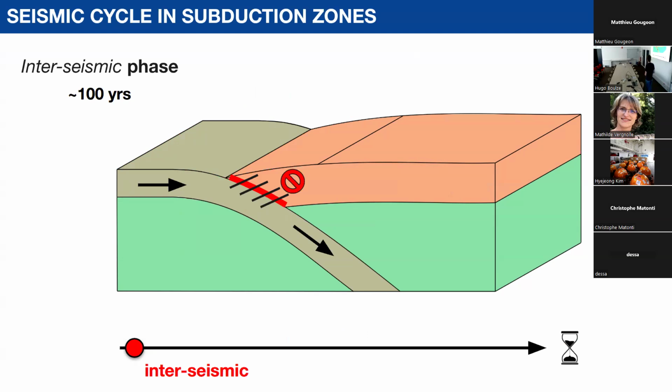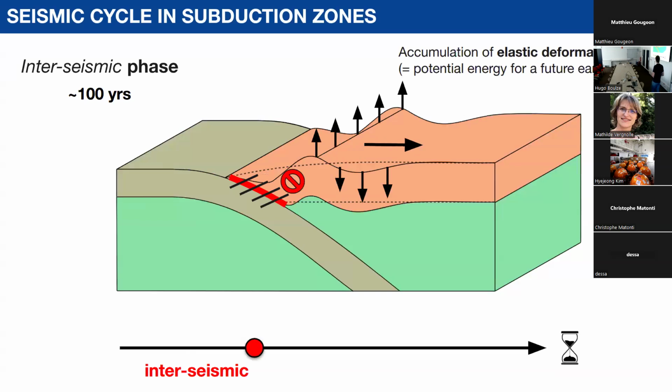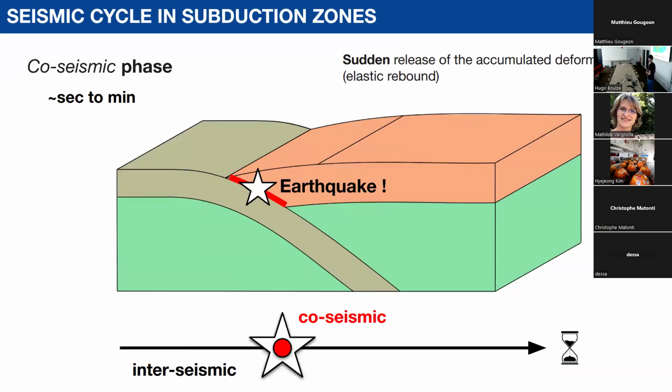The first one is the inter-seismic phase, where the subduction interface is locked for a very long period of time, for example 100 years, could be 1,000 years. During this period, you accumulate elastic deformation, a potential energy for future earthquakes. Then suddenly the earthquake, what we call the co-seismic phase, lasting seconds to minutes. It is a sudden release of all this accumulated elastic deformation.